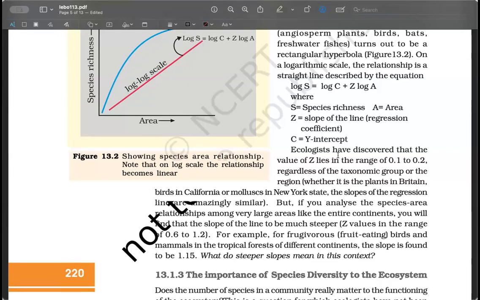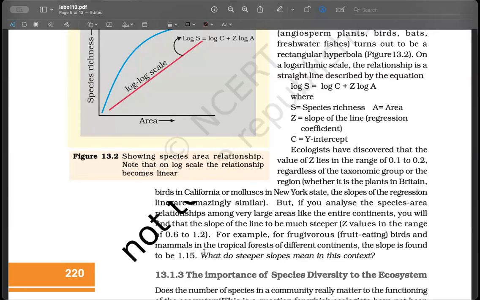So they said if you're only talking about plants in Britain versus birds in California, these are two small areas as compared to the planet itself. So their lines will be similar. It does not matter whether you are studying birds, plants, or whatever else, you will find that their regression line is very similar if the area is constant and small. But if you study an entire continent like Asia versus Africa, you will see that the slope of the line will be much steeper.